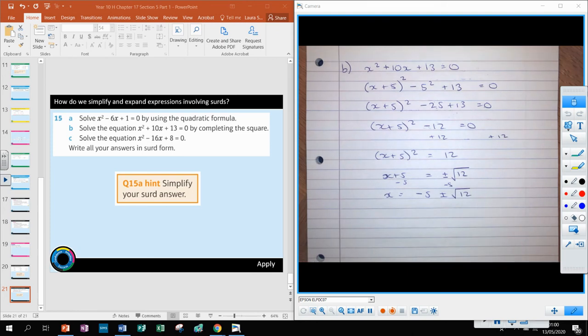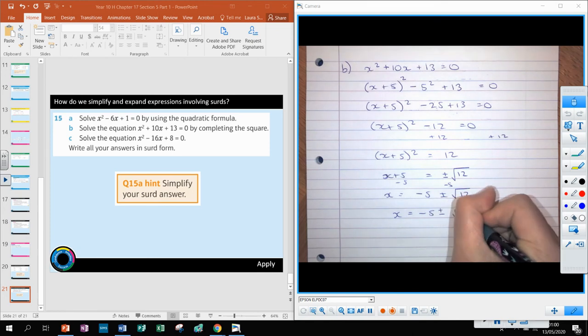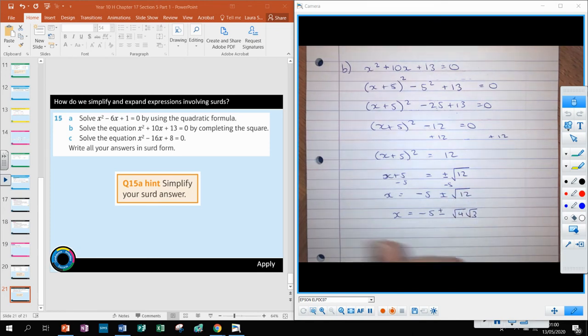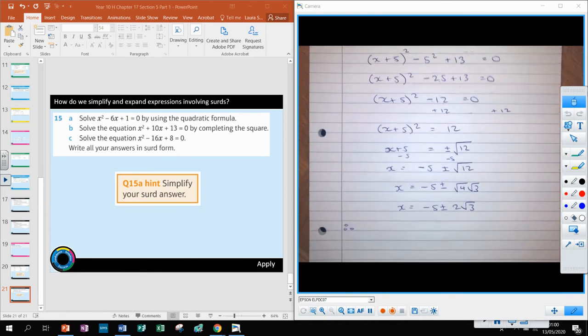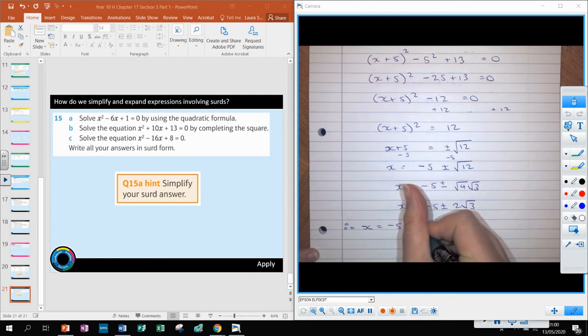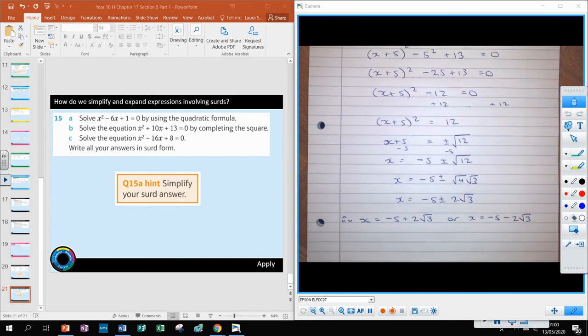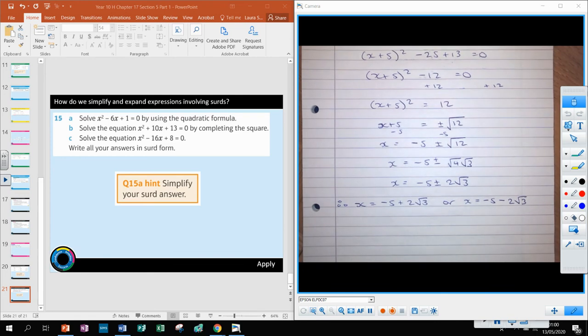Now that we know how to simplify that surd, we need to remember to do that. So negative 5 plus or minus root 4 root 3, which will give me x is equal to negative 5 plus or minus 2 root 3. At this stage, I can state my two solutions. So therefore, x is equal to negative 5 plus 2 root 3, or x is equal to negative 5 minus 2 root 3. Okay? So that sorts that one out.